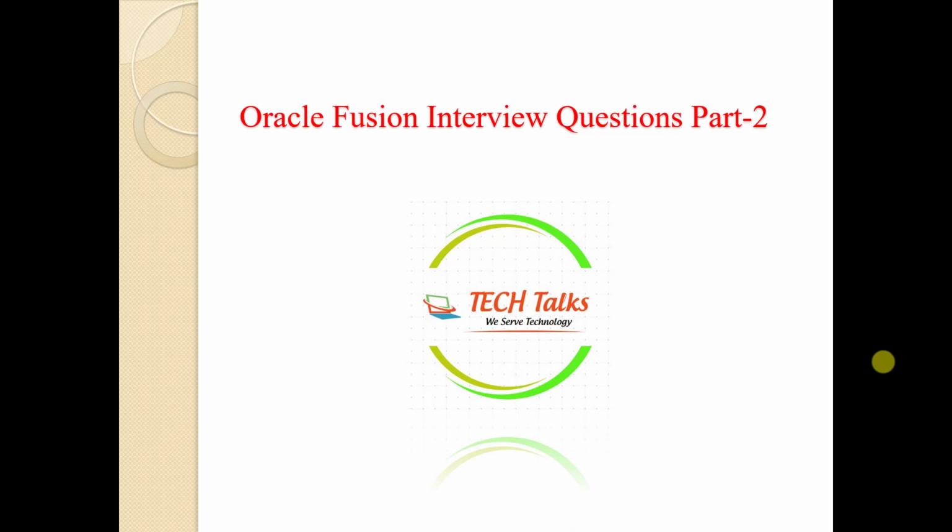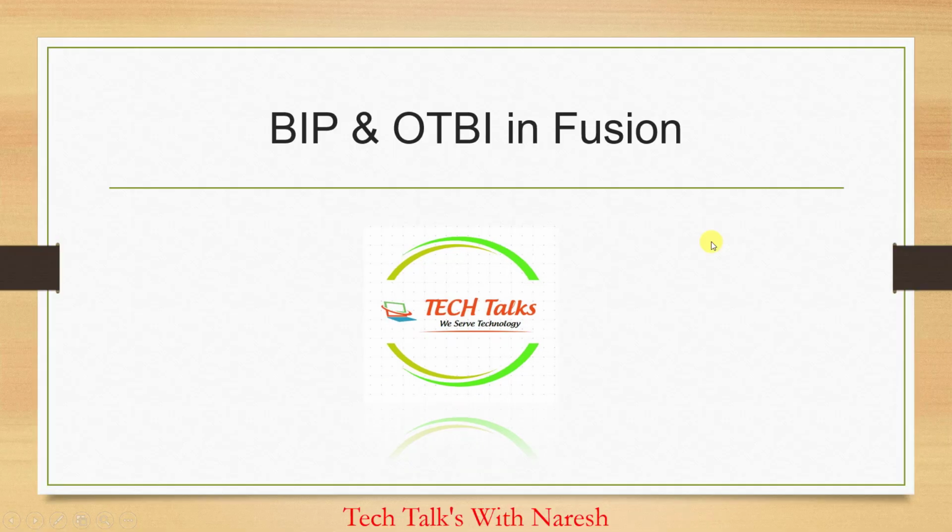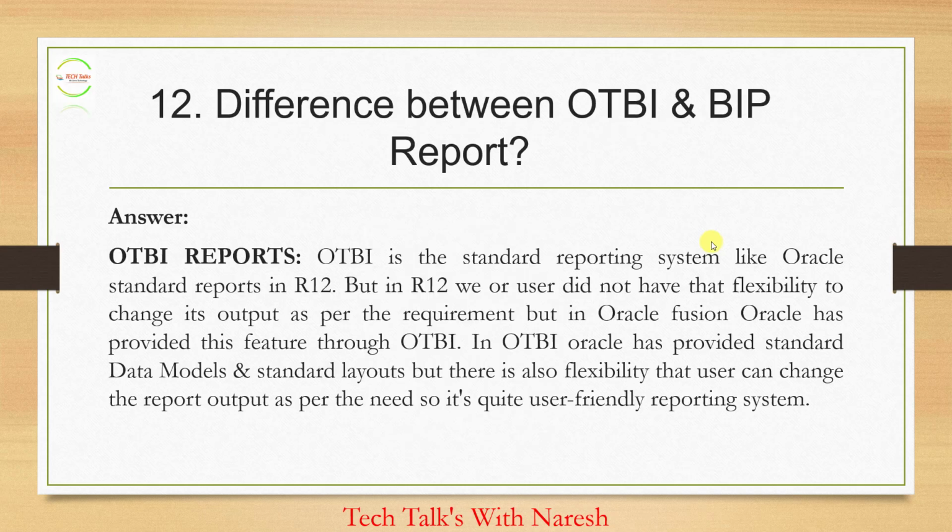Okay, so continuing the topic, we'll start with BIP and OTBI in Fusion. All types of interview questions on this topic. Here we have the first question. The sequence number is 12 because 11 questions we already covered in part 1 and this is part 2. That's why it is 12.